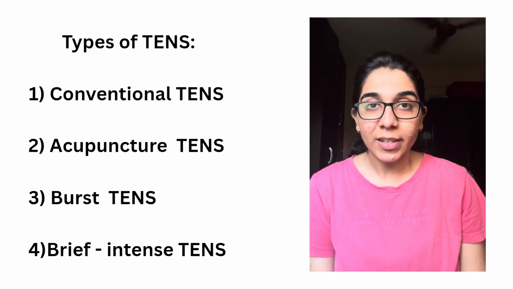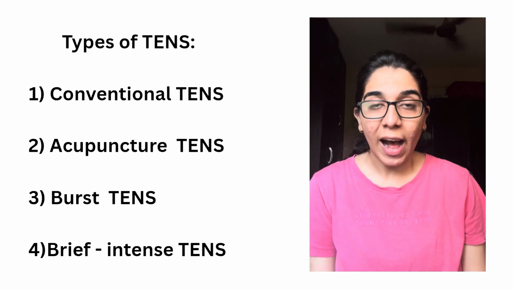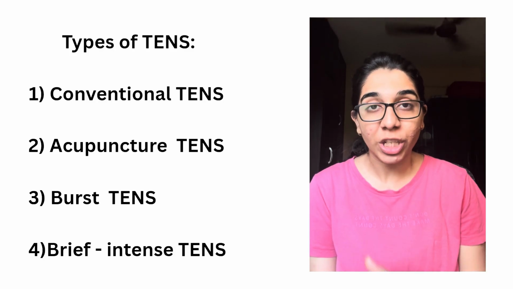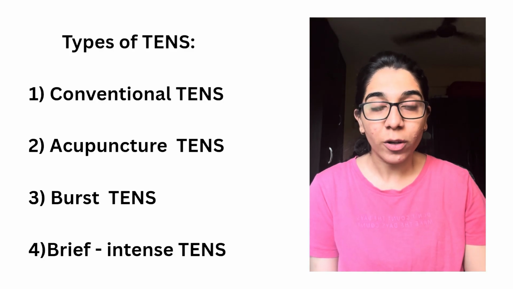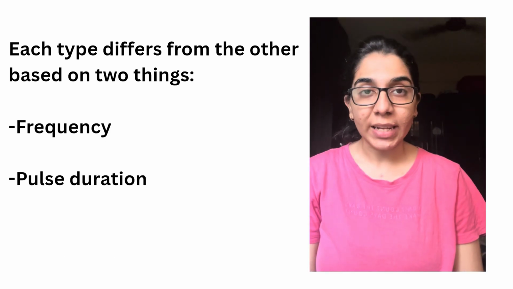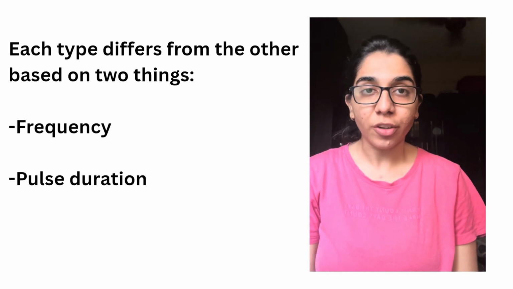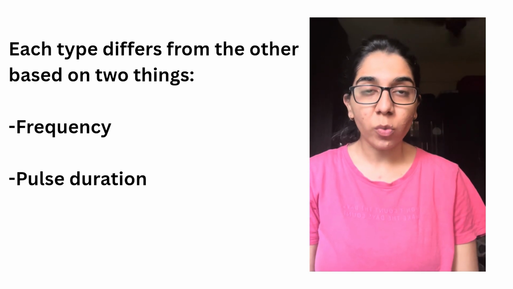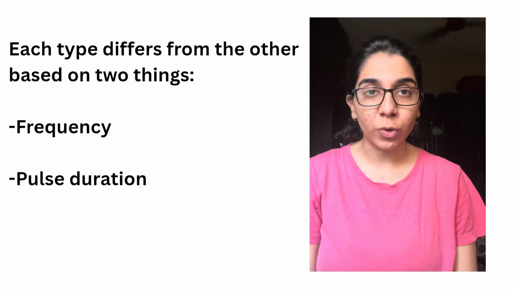It is in understanding the patient's complaints, identifying the cause, and accordingly deciding which machine will work the best, and in that which parameters are the most appropriate ones. When it comes to TENS, every mode differs from the other based on certain characteristics. Two most important ones are pulse duration and frequency.